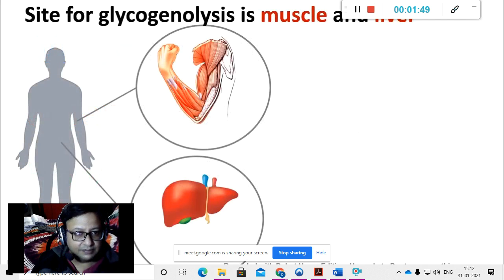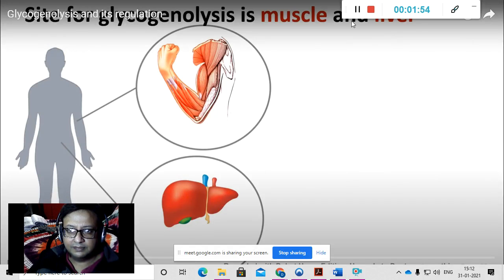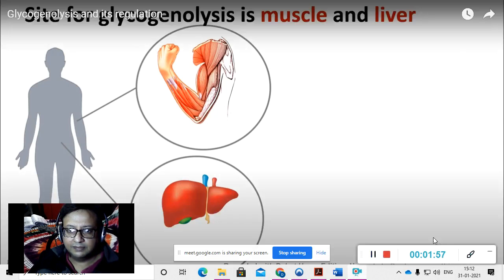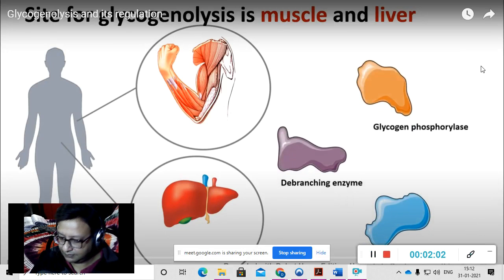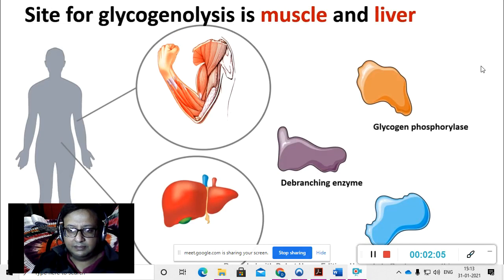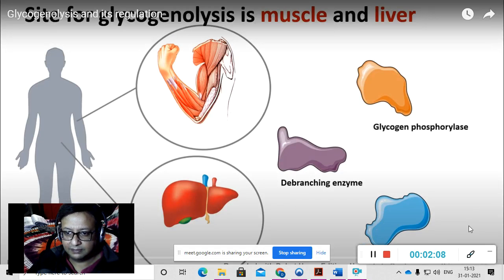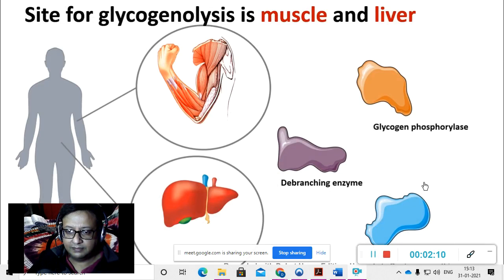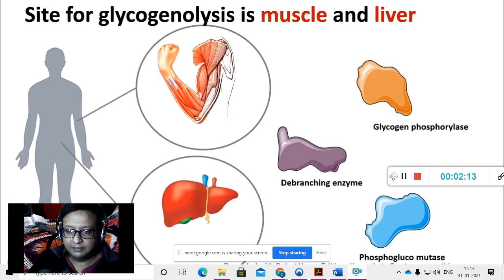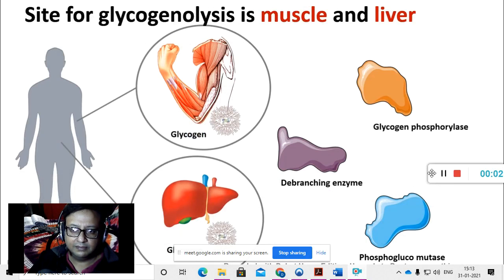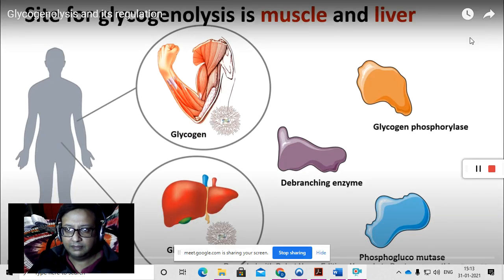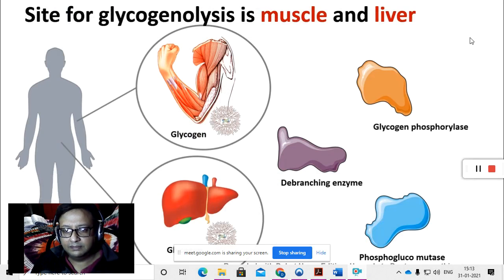Now, the site for glycogenolysis is muscle and liver. So that answers our question, where does it take place? But why does it take place in muscle and liver? Simply because all the enzymes, such as glycogen phosphorylase, debranching enzyme, and phosphoglucomutase, which are essential for glycogenolysis, are present in the liver and the muscle. And second of all, the substrate, that means glycogen, which is broken down into glucose, is actually stored in muscle and liver as a reserve for glucose. So that is why this is the primary site for glycogenolysis.